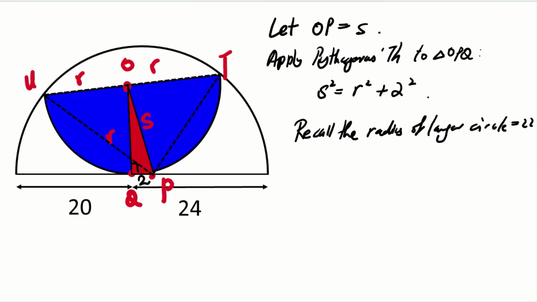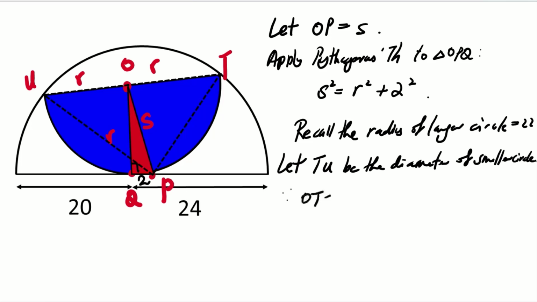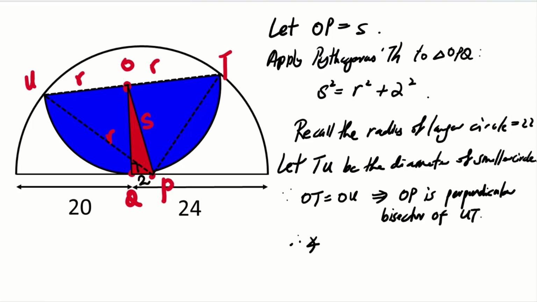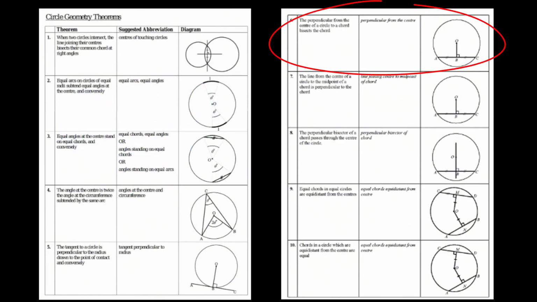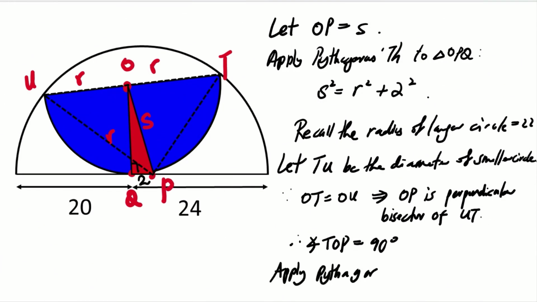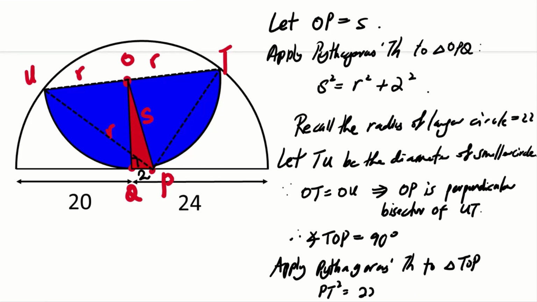Let TU be the diameter of the smaller circle. Since OT equals OU, we know that OP acts as a perpendicular bisector of UT, indicating that the angle TOP is 90 degrees. Here, we are utilizing another circle property. Yes, that's the one. Applying Pythagoras' Theorem to the triangle TOP, we find PT squared equals 22 squared equals R squared plus S squared.